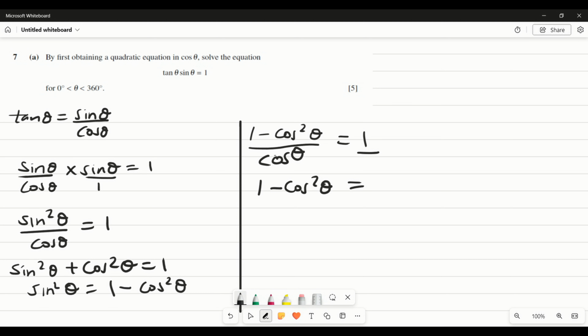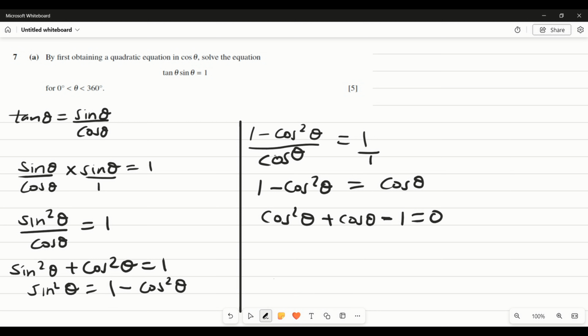equals, when you take 1 times cos theta, you're getting cos theta. So we can take this to the other side. It will become positive cosine squared theta. This one was positive, it remains the same, that is cos theta, then minus 1 equals 0. So now, this is the quadratic equation.